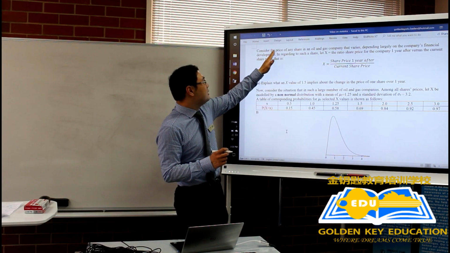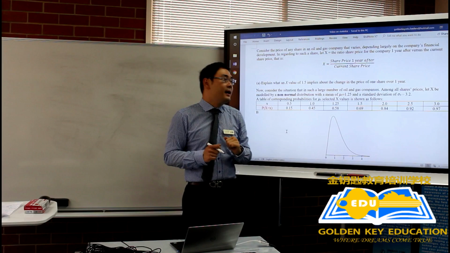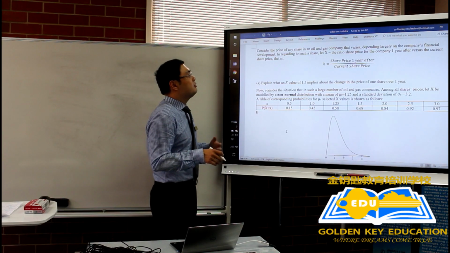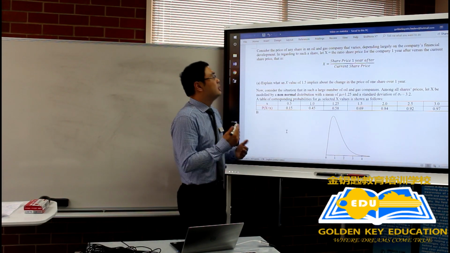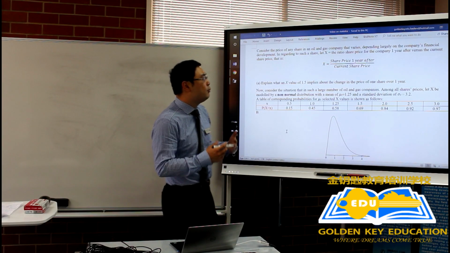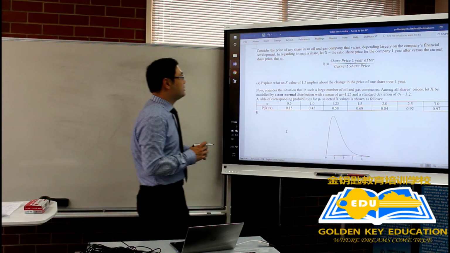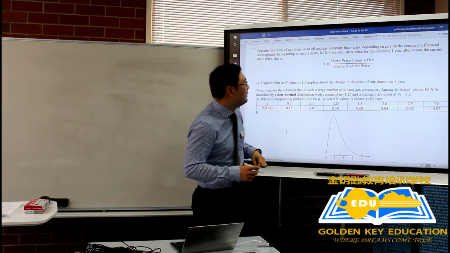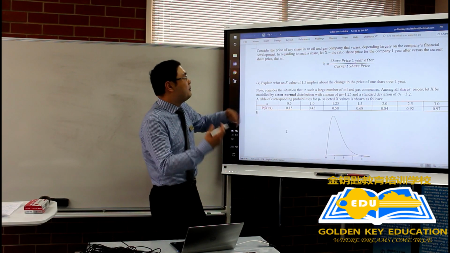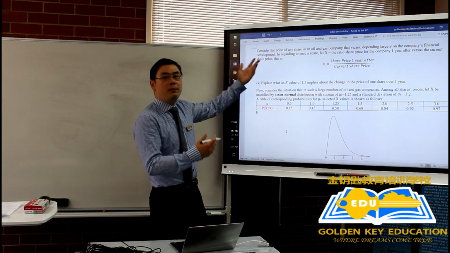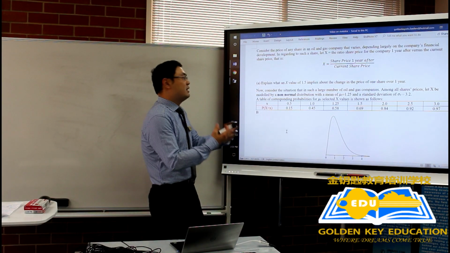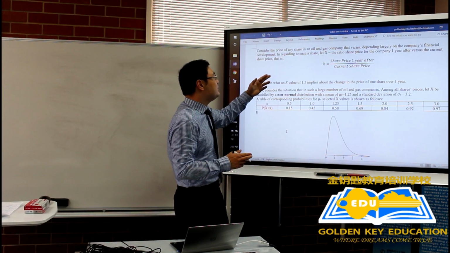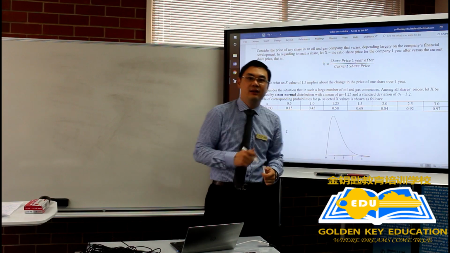We consider the price of a share in an oil and gas company that varies depending largely on the company's financial development. Regarding such a share, we let X be the ratio of the share price for the company 1 year after versus the current price. That is, X is given by share price 1 year after versus current share price. Usually in this kind of example, there will be a lot of irrelevant information, because it can't be used to help you do the question. So really what is most important is any equation involved in this question.